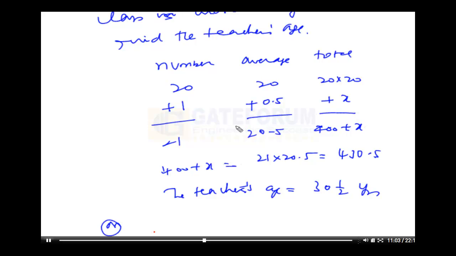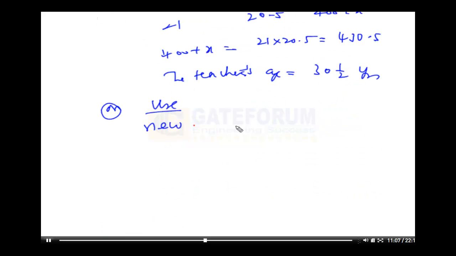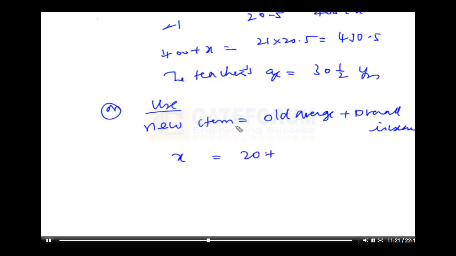Or we can use: new item is equal to old average plus overall increase. The new item is teacher's age. Old average was 20. Overall increase is for 21 items, half. So it is 20 plus 10 and a half. That's what we are getting, 30 and a half.